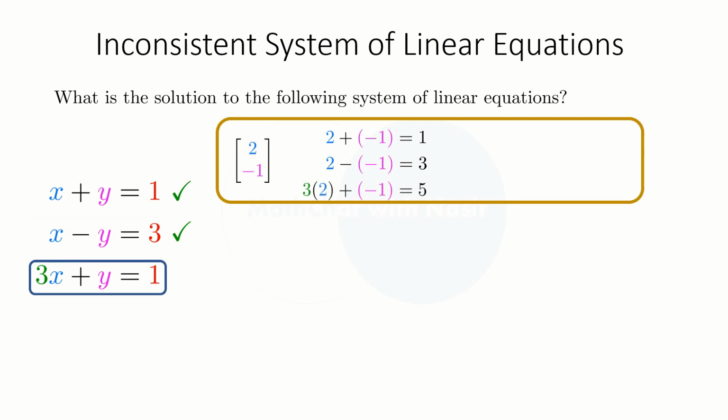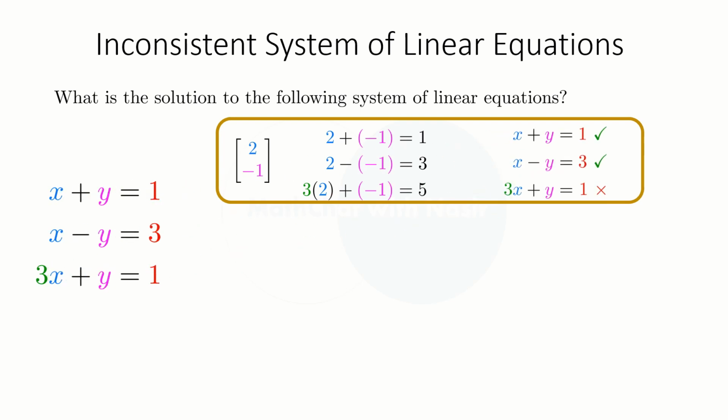The result of the substitution is 5, but the result should be equal to 1 because the right hand side of the equation is 1. So these values of x and y do not satisfy the third equation. Therefore x equal to 2 and y equal to -1 cannot be the solution of this system of linear equations.